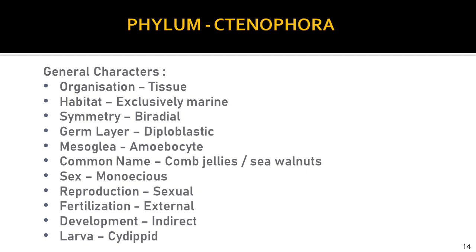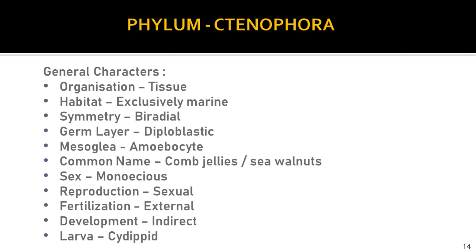Radial symmetry means we are able to divide this body into two equal halves in any direction. Biradial symmetry, what do we mean by that? We are able to divide the body into two equal halves in only two directions. That is known as biradial symmetry. Right? Okay.